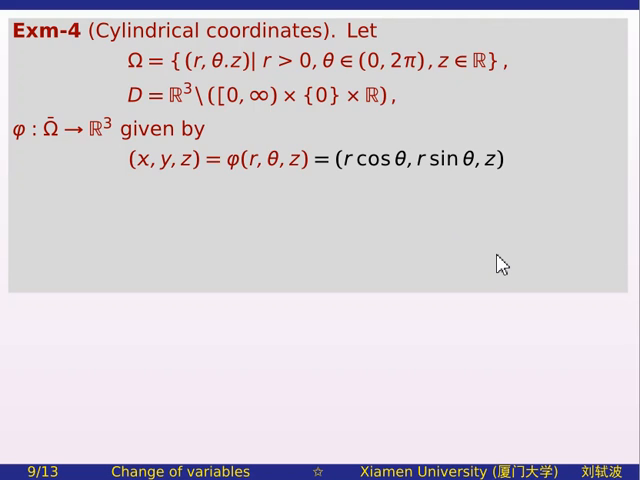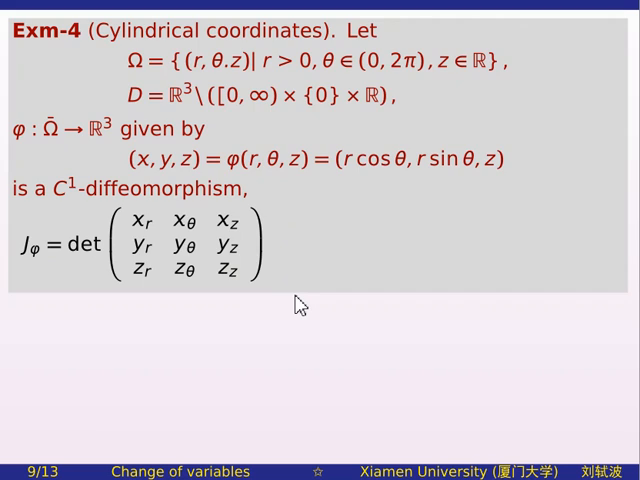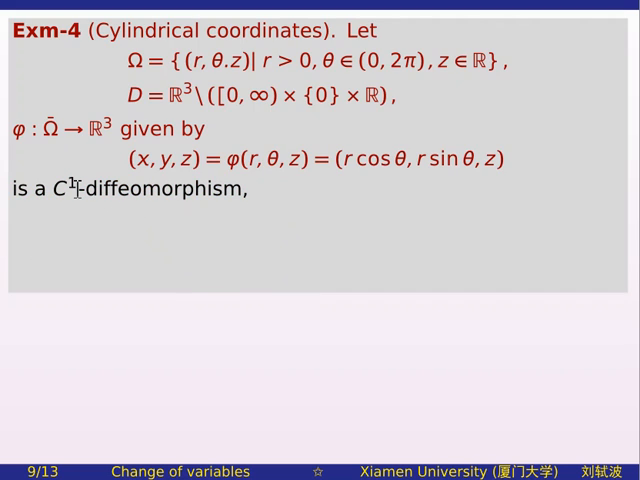As you can check, this map is obviously differentiable. It is C1. On the closure of omega it is not one-to-one, but in omega it is one-to-one. Actually, it is a diffeomorphism from omega to D. I missed something here. I should say phi is C1, and it is a C1 diffeomorphism from omega to D. I forgot to type something.